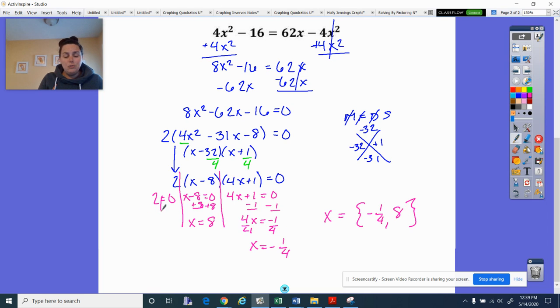And because this 2 can't equal 0, it doesn't go in my solution brackets. Remember, your parabola at most is going to cross the x-axis twice. And in this case, this is where it crosses the x-axis.